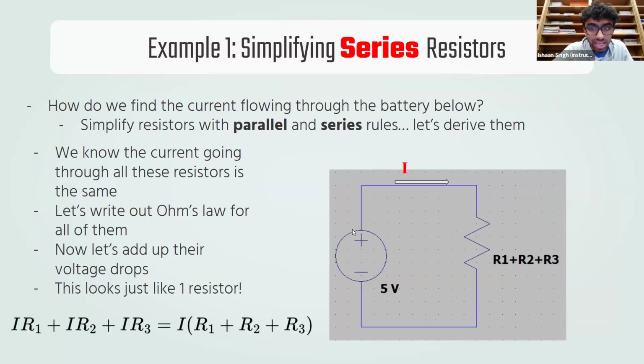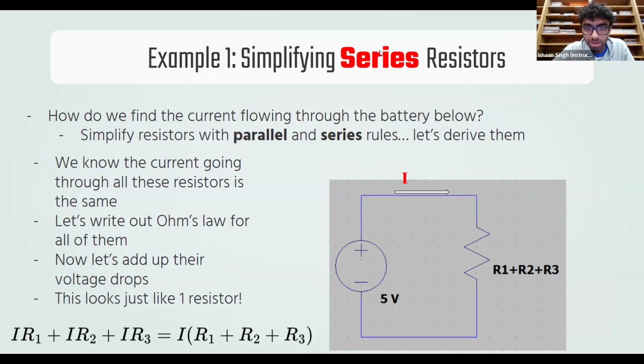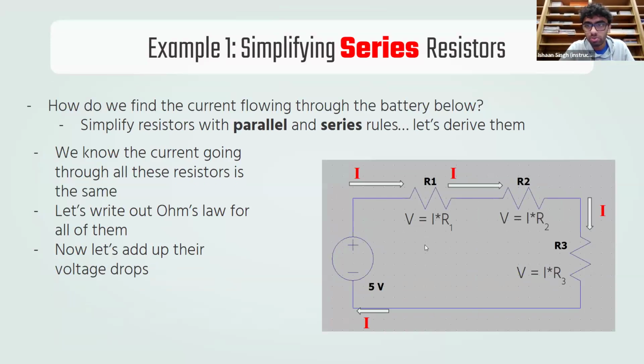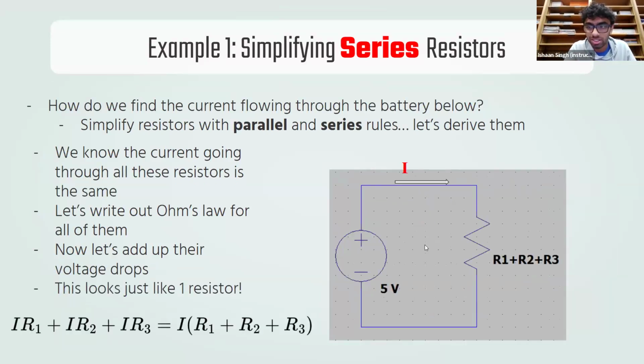Now let's add those together. IR1 plus IR2 plus IR3 equals I times (R1 plus R2 plus R3). Now, that looks a lot like Ohm's law, V equals IR, but with R being equal to R1 plus R2 plus R3. Do you see what I mean? And so instead of using these three resistors of R1, R2, and R3, we can just rewrite those three resistors as a single resistor with the value of R1 plus R2 plus R3.